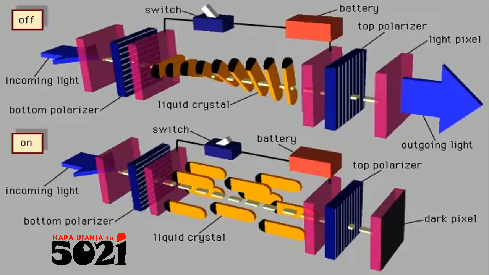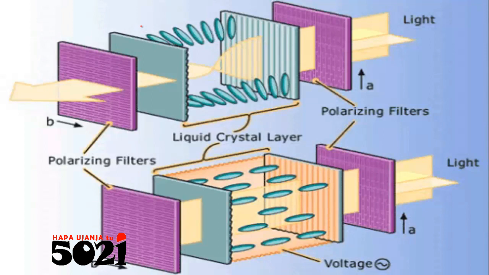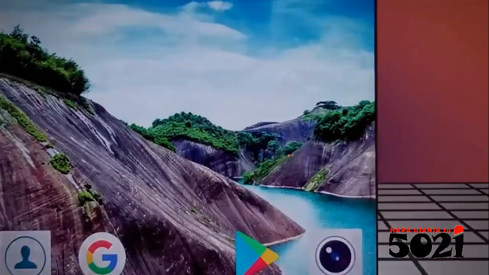I don't know how I'm going to explain this crystal. The crystal displays by changing the image. Okay, I'm going to take a shortcut. Are you imagining this LCD? LCD means a liquid crystal display. I want you to be careful. Look here.